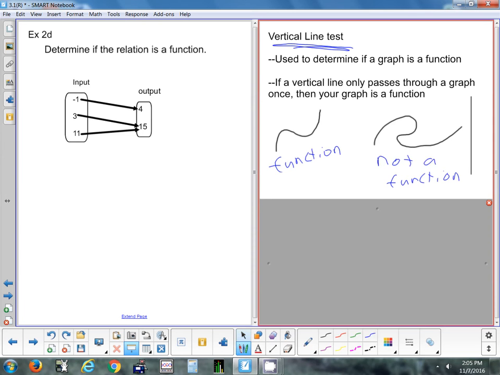I think it's faster to figure out if something is a function when you have a picture rather than when you have numbers. But we will go back and we're going to do it with numbers in a second. So, any question on how you use the vertical line test to see if something's a function? Draw a vertical line anywhere you want. If it only hits it once, you're good. That's a function. If it hits it more than once, no good. Not a function. And that's all going to be written on the notes Mr. Roy gives you.